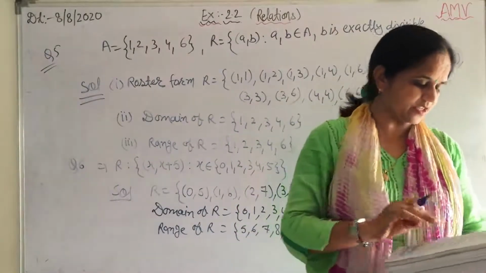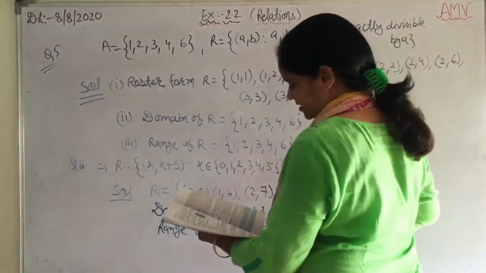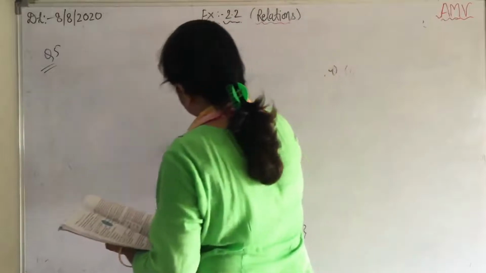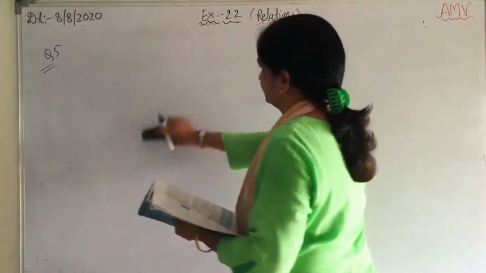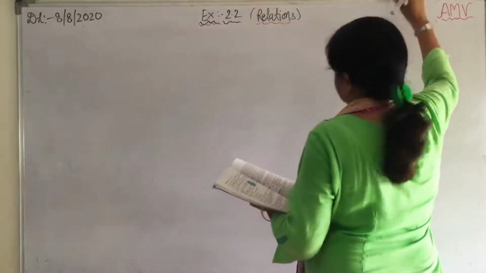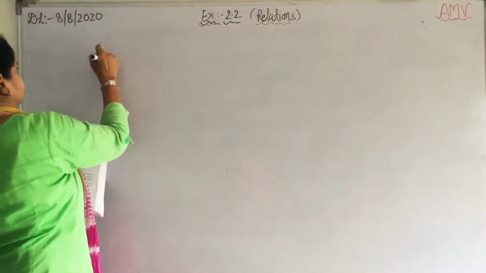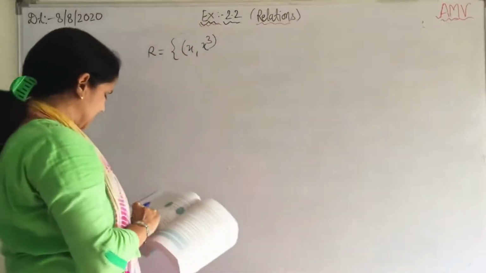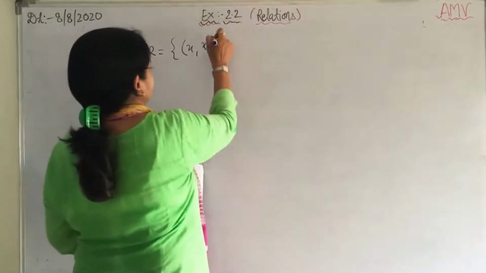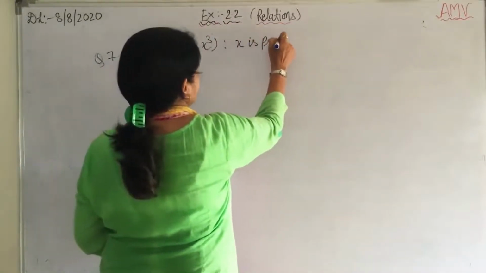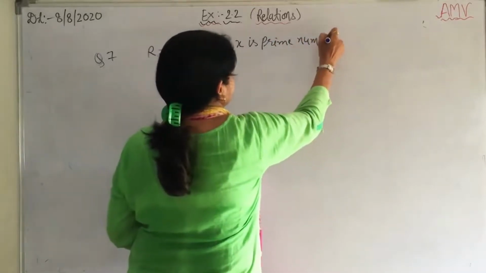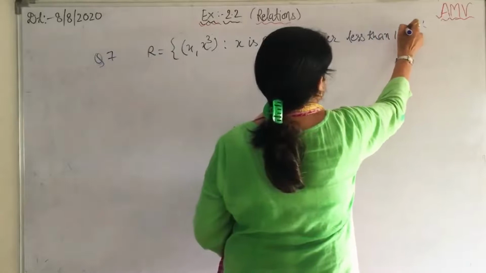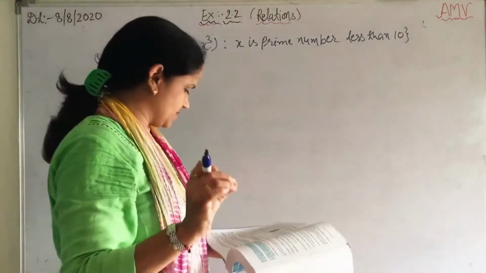Next is to write the relation R. The relation is given as (x, x cube), and here x is a prime number less than 10. And write the relation in roster form.